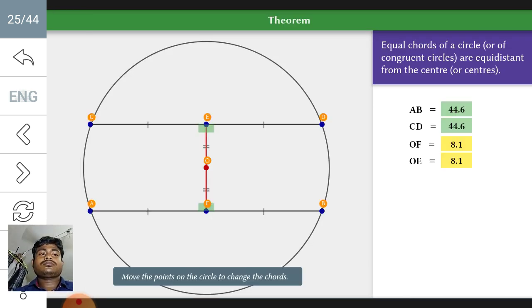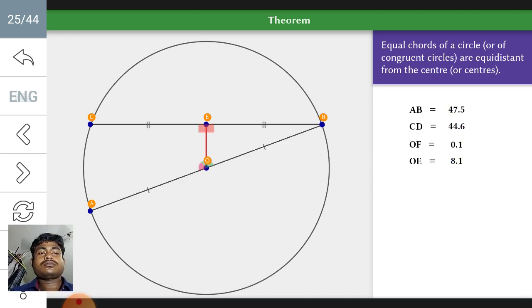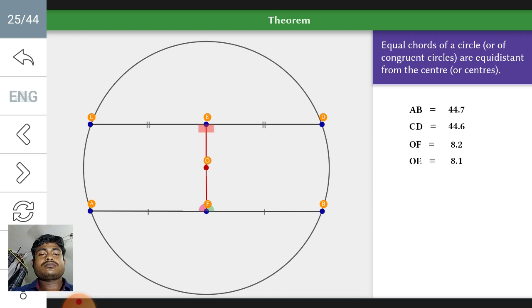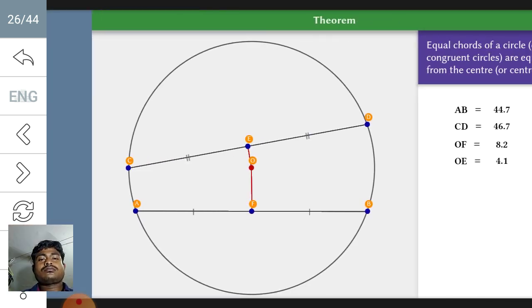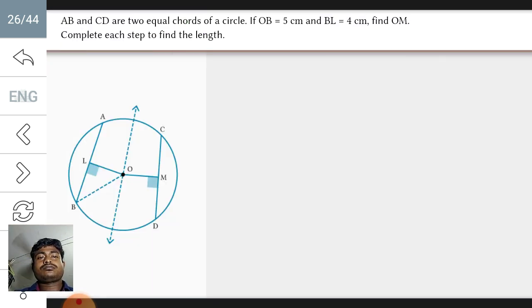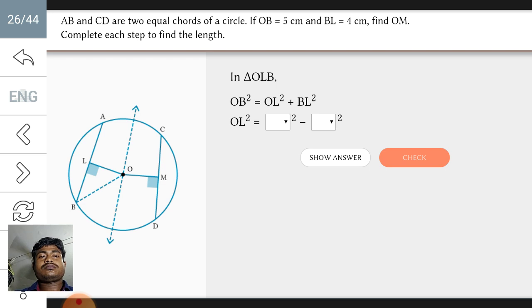Verify the theorem. Fill in the blanks with the correct options.